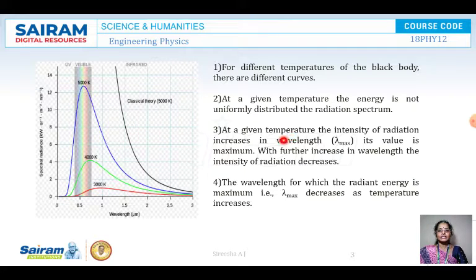And here you can see at a given temperature, the intensity of radiation increases, reaches its maximum value, and again further decreases. You can see here, intensity initially increases, reaches maximum, and again keeps on decreasing. This is the energy distribution by a black body. Max Planck could explain this at both shorter wavelengths as well as longer wavelengths. This is the distribution of energy of a black body for different temperatures.